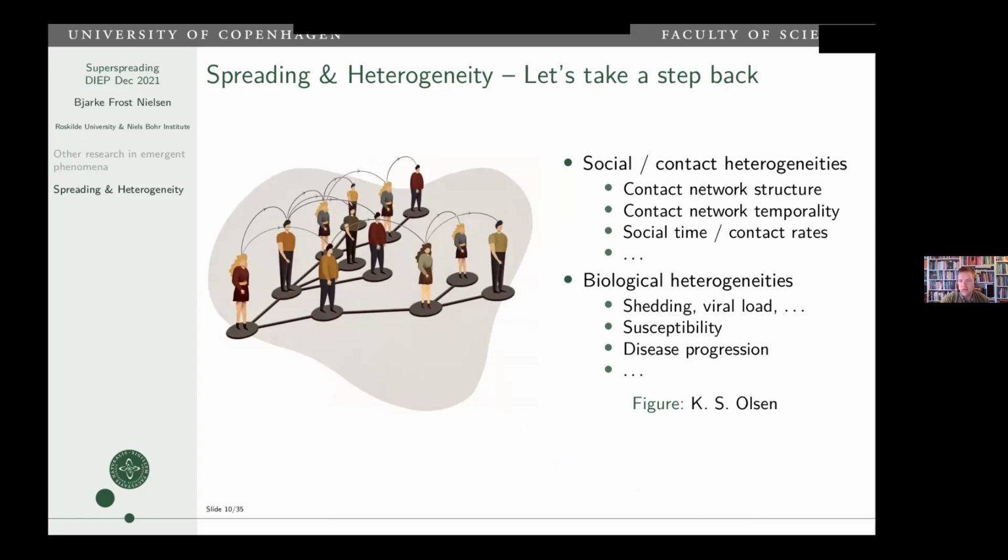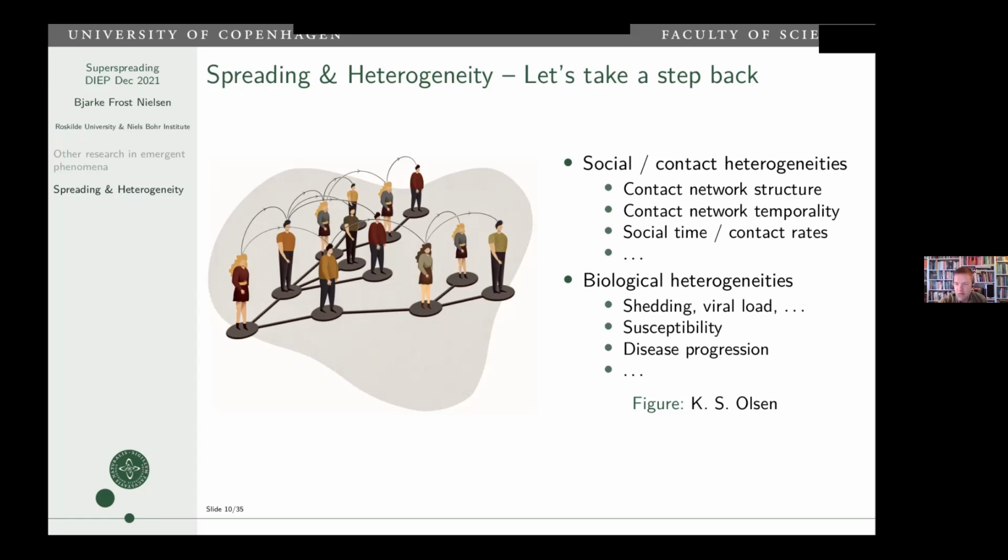But of course, there are also social and contact heterogeneities. Contact network structure is important. Contact network temporality, so the fact that your contact network is not a static thing but changes over time, is also important. Differences in social time and contact rates, that's something else again, right? Contact network has to do with how many friends you have. Social time has to do with how much time you spend with them. That's two different things, right?